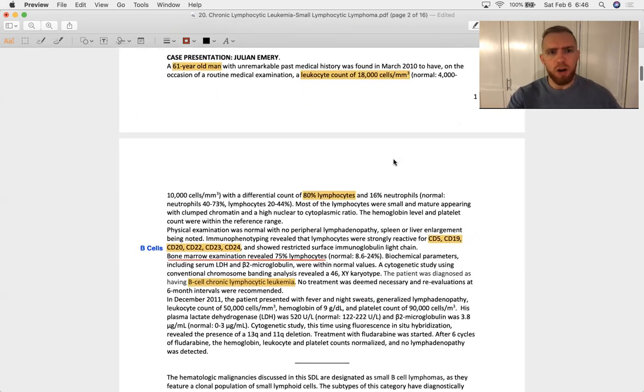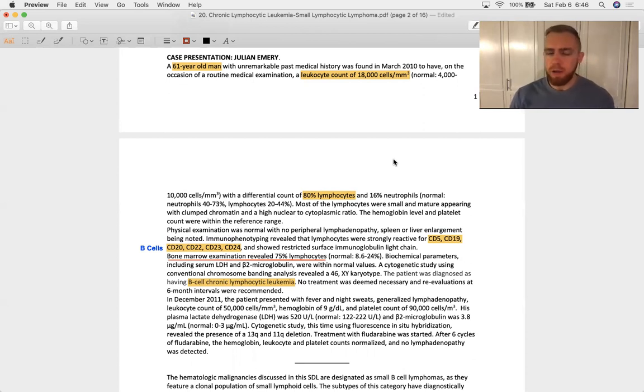We have a case to start off with. A 61-year-old man shows up for routine examination with a white count that's elevated at 18. Differential shows 80% lymphocytes, 16% neutrophils. So you immediately want to figure out, what are those lymphocytes? What's going on there? So you do some flow cytometry. You find that these lymphocytes are reactive for CD5, 19, 20, 22, 23, and 24.